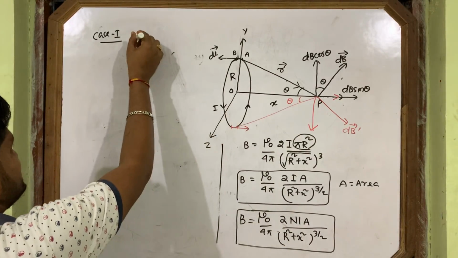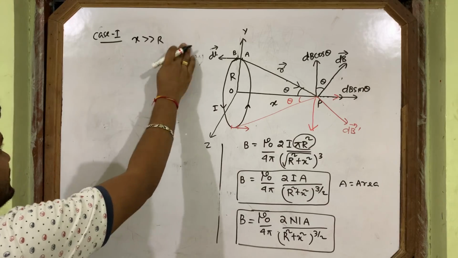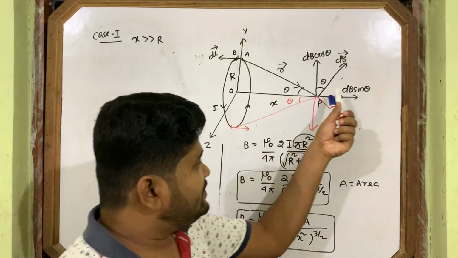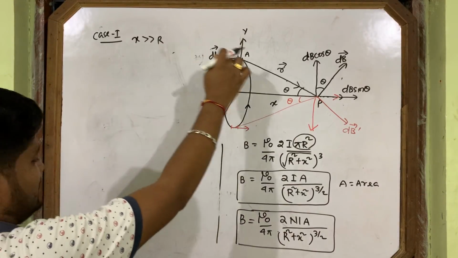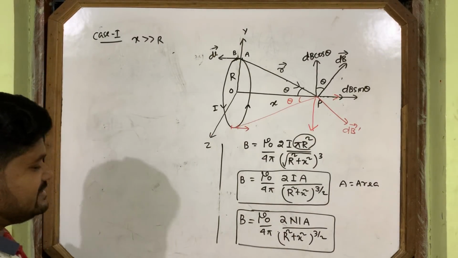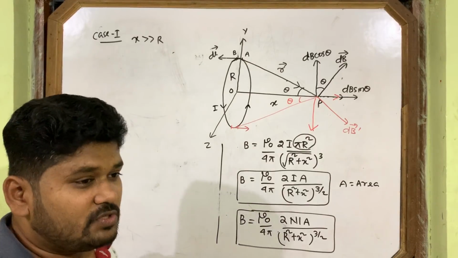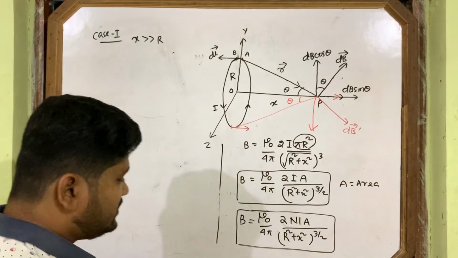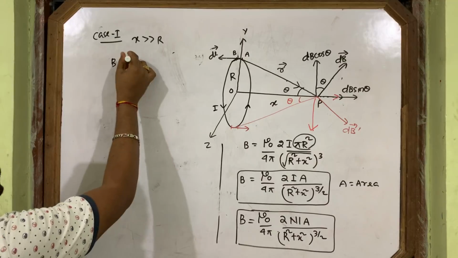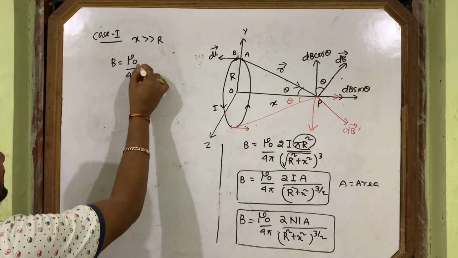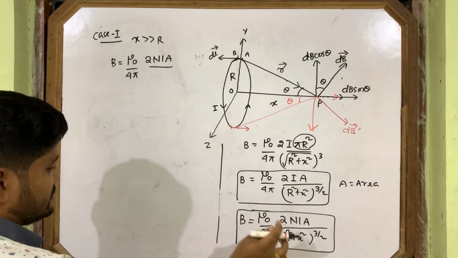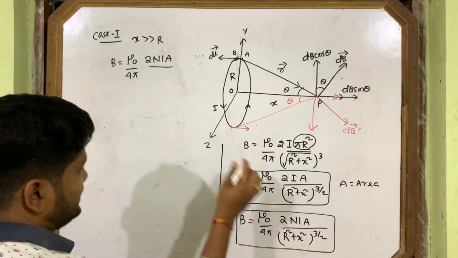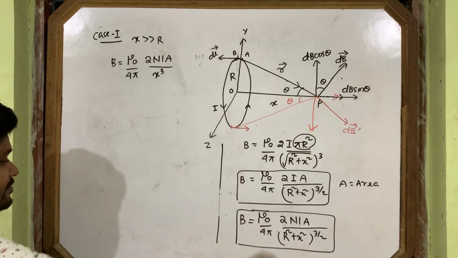When x is very large, this point P is very far away from the center, x is very much greater than R. At that time we can neglect this R square. R square tends to 0 because R is very small. In that case, B equals mu naught by 4 pi, 2 NIA divided by, R square tends to 0, x square into 3 by 2, which becomes x cube.